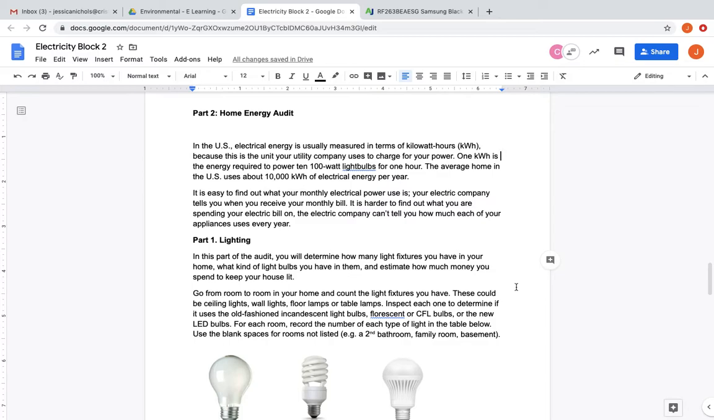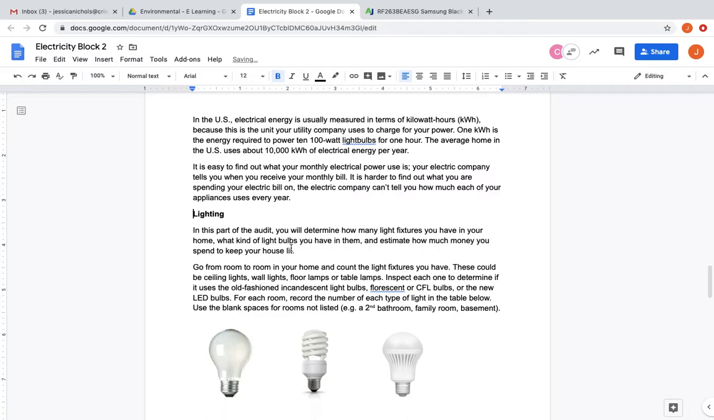It's harder to find out what you are spending your electrical bill on. They don't split it up into, oh, you used this much energy when you turned on this specific light bulb. They don't say that in your electric bill. They don't tell you, oh, this much is coming from your fridge, probably. No, they don't say that. So they can't tell you how much each of your appliances uses every year. So we're going to do a little bit of that ourselves, okay?